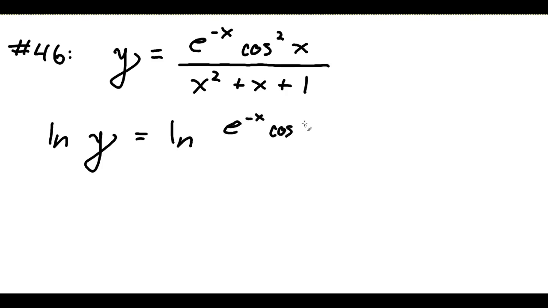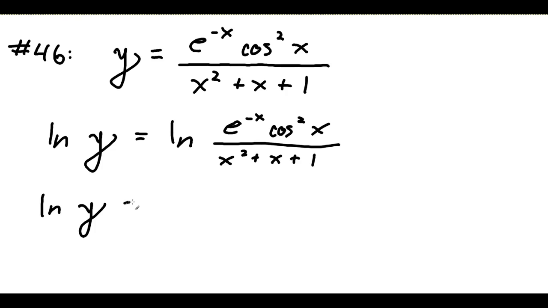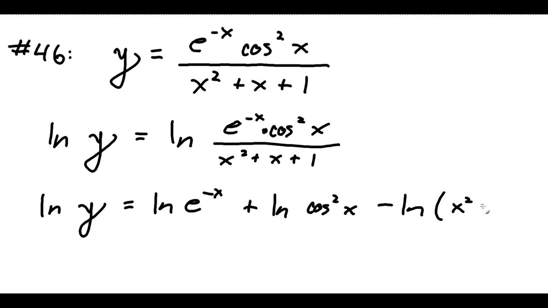And as usual, I will write more steps than I usually do. You want to practice with this so that you can do this in slightly fewer steps eventually. Don't skip anything that's useful, but keep practicing until you are more confident with these things. Now let's look at the properties we have here. We have a multiplication and we have a division. So if we pull this apart a bit, we see that this is the natural log of e to the negative x plus the natural log of cosine squared of x minus the natural log of x squared plus x plus 1, right?